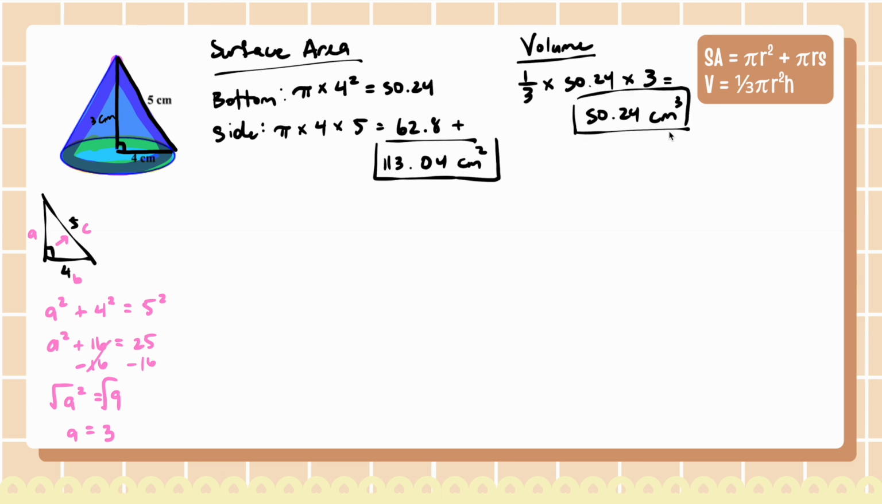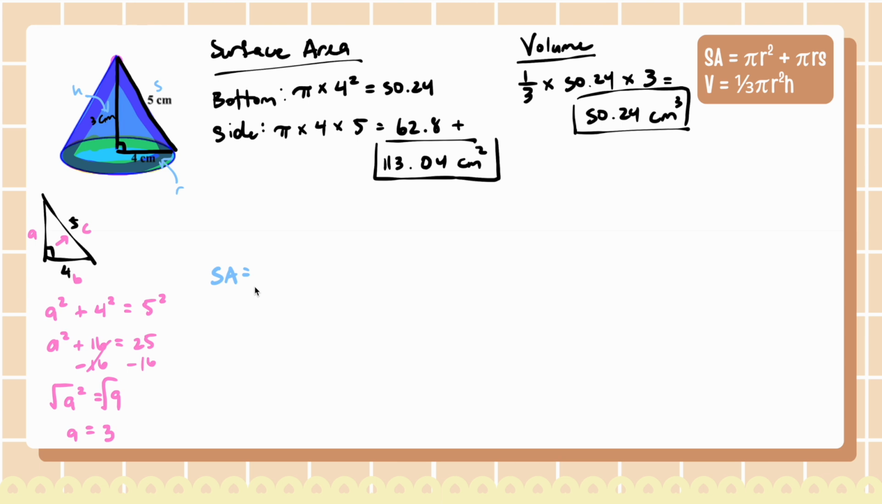Now, if I want to try applying these formulas, I'm going to start off by labeling my dimensions. So I notice I have R and S. So the radius right here is my R. The slant height right here is my S. And then this height right here that we just solved for is going to be my H. Now let's plug it in.